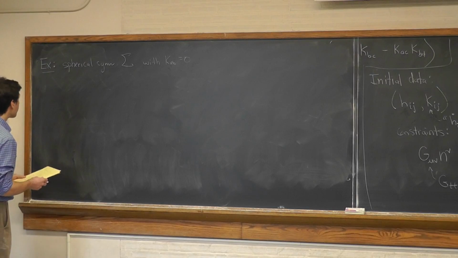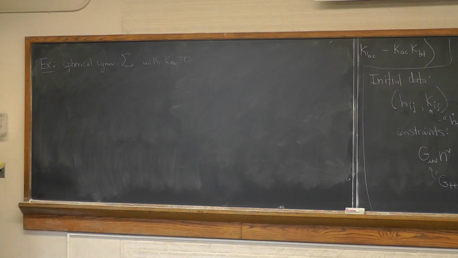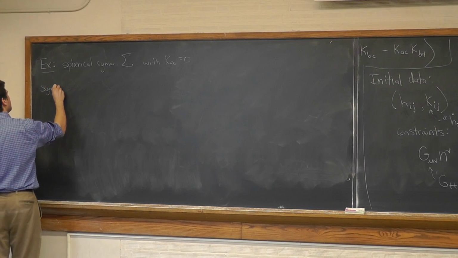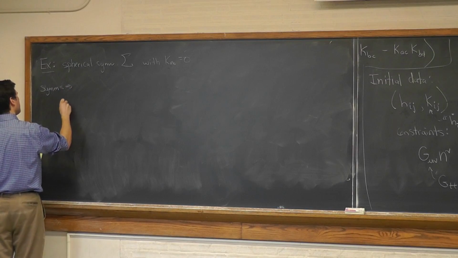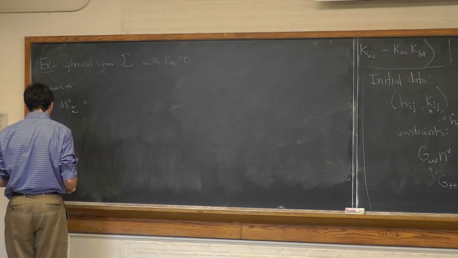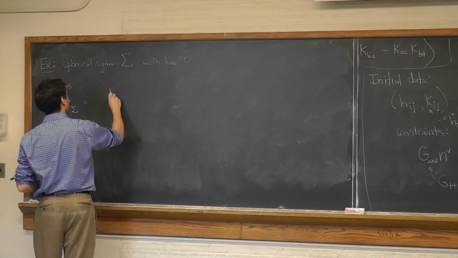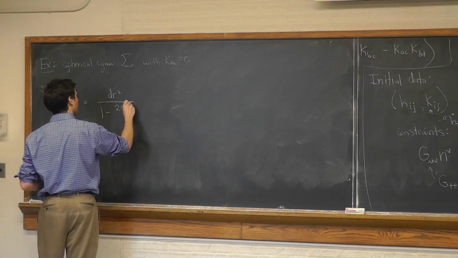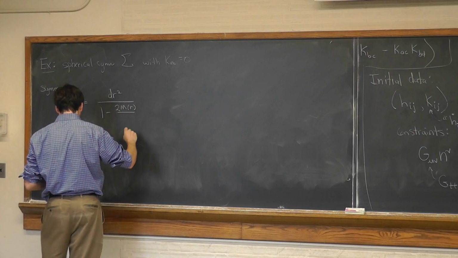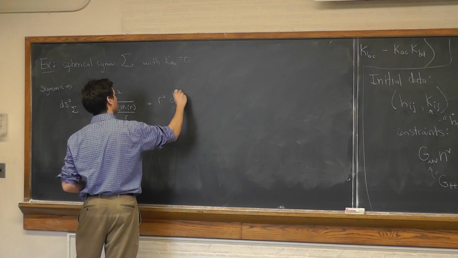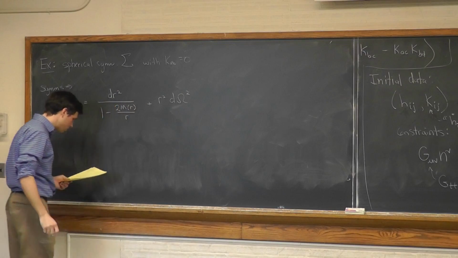Okay, so what are the constraints in this situation? What can this initial slice look like? Well, the spherical symmetry tells you that the metric on sigma can be written in the following form: dr squared over 1 minus 2m(r) over r, plus r squared d omega squared.